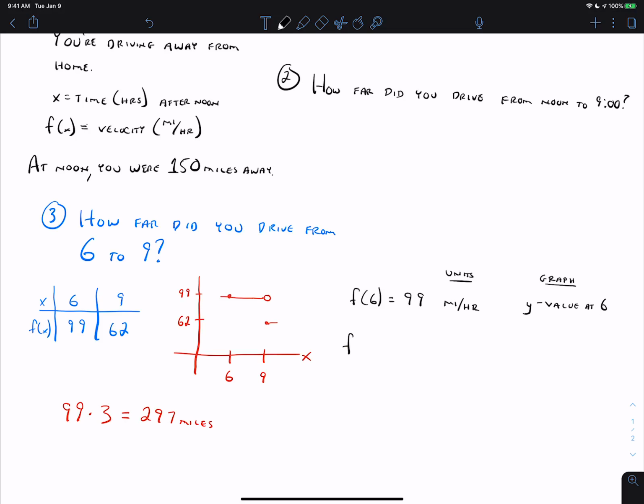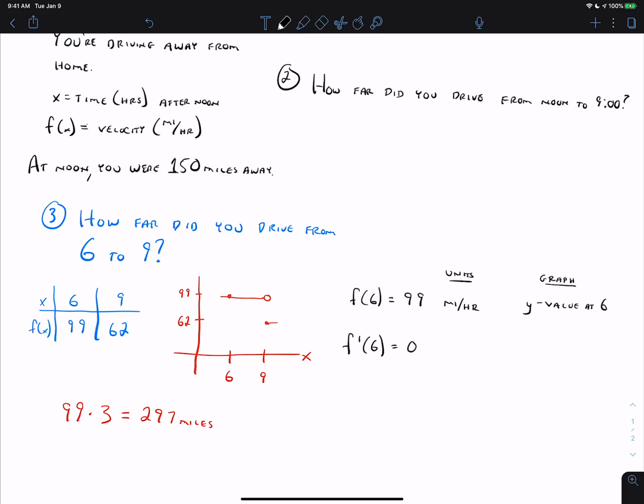So if you looked at the derivative f prime of 6, if we're right about the graph on the left, so if you had it on cruise control a little before 6 and you kept it on cruise control until 9, then f prime of 6 is 0 because the slope there is 0. It's a perfectly flat line.